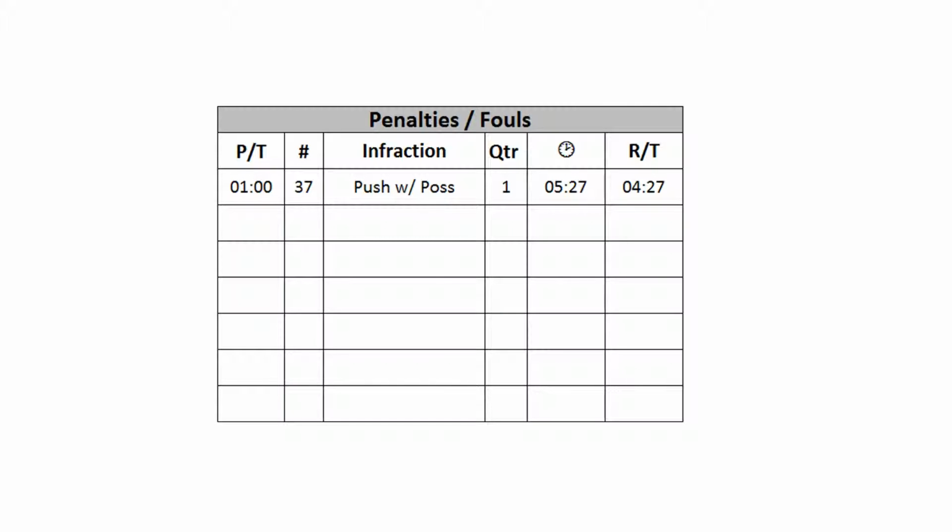Another advantage over a manual scorebook is that the system automatically calculates the release time. This is particularly helpful if the penalty occurs near the end of a quarter and will be released in the following quarter.